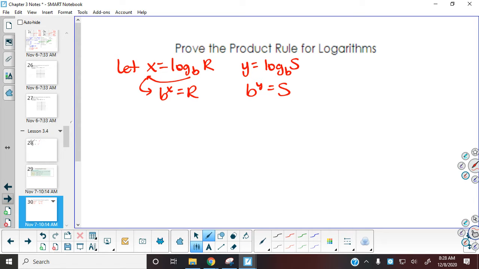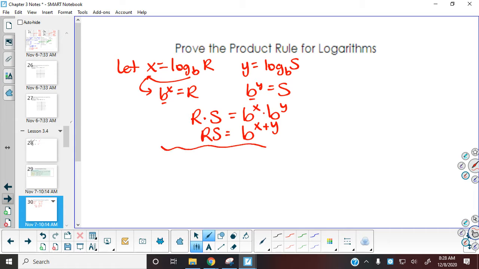Now we know that if we multiply r times s, because we're looking at the product rule, r times s is the same as b to the x times b to the y, because we're just substituting. We know r is b to the x, we know s is b to the y. Then we use our properties of exponents, so rs on the left would equal b to the x plus y. Again, we're using those properties of exponents. When you multiply, you add your exponents.